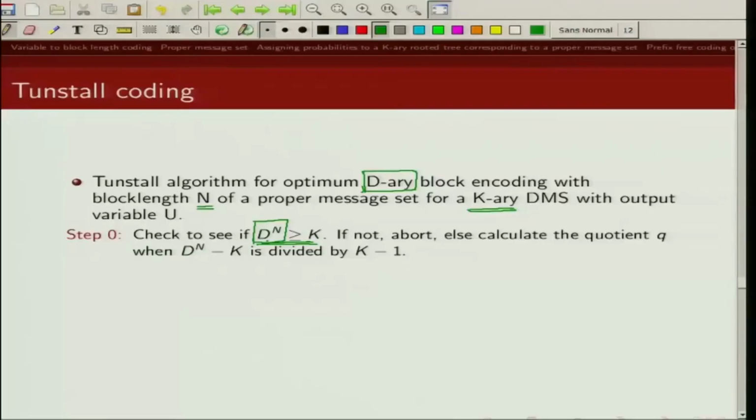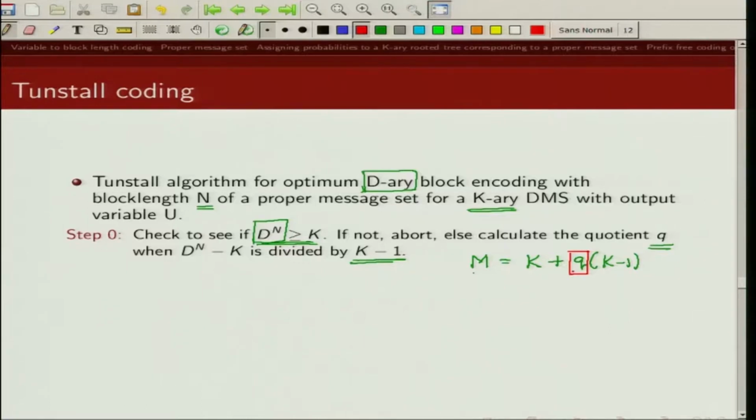Now if this condition is satisfied, then the first thing that we are going to do is find out how many times we are going to extend the most likely node. Recall that we have said the number of messages is given by K plus Q times K minus 1, right? And what is the number of messages that we can encode? That's D raised to power N. So D raised to power N minus K, if we divide by K minus 1, that would give us this Q.